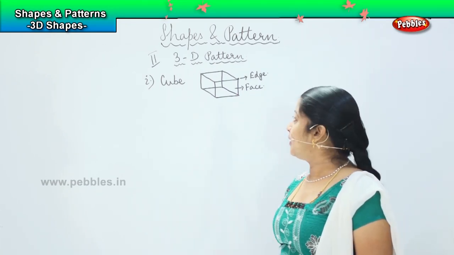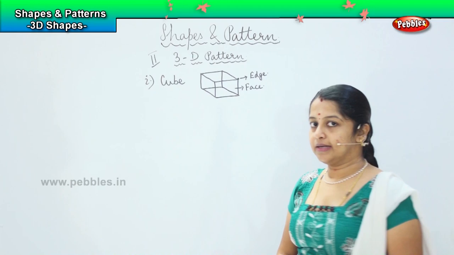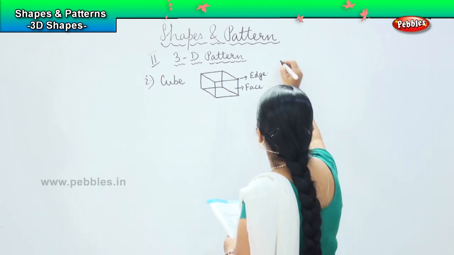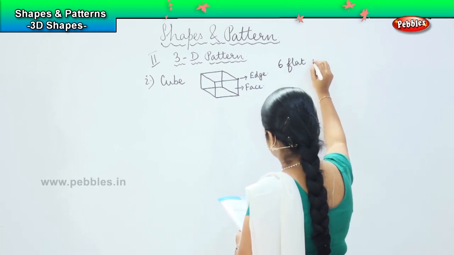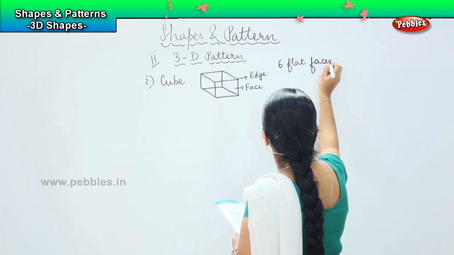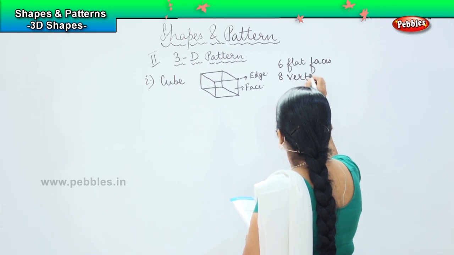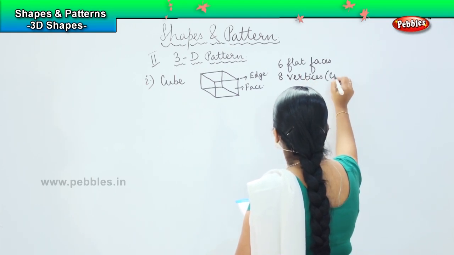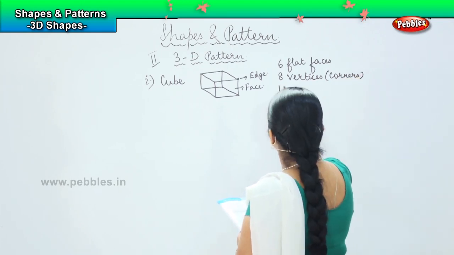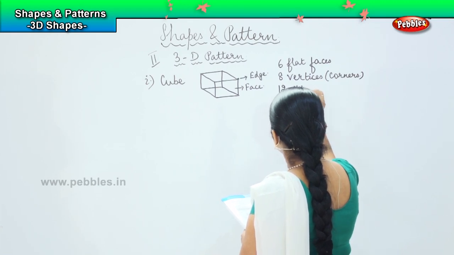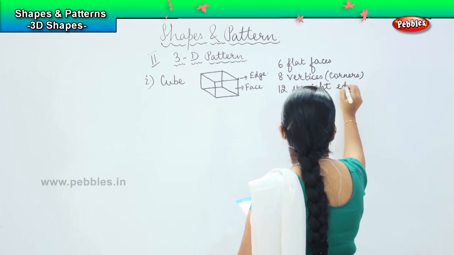So now, can you tell me what are the features of a cube? Yes, shall we begin? Okay, so it has got six flat faces and it has got eight vertices. Vertices, if you remember, I told you it is nothing but the corners. Okay, and it has got 12 straight edges.